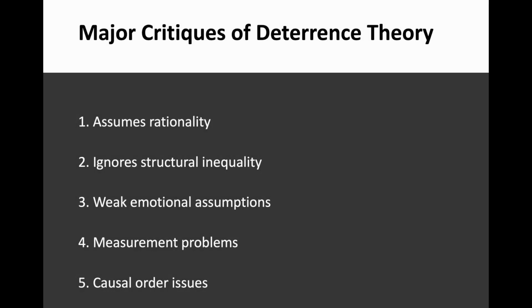Now let's summarize some of the major critiques of deterrence theory. The first critique is excessive rationality assumptions. Critics argue that deterrence theory assumes offenders think too carefully and systematically before offending. Many crimes occur under emotion, intoxication, anger, stress, or impulsivity. This weakens rational calculation.